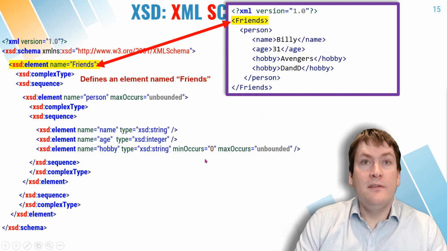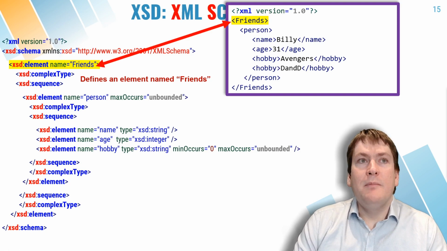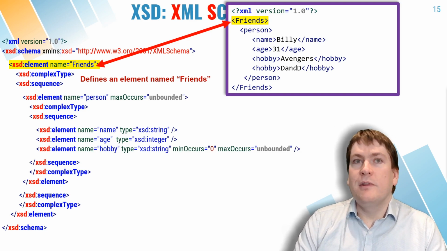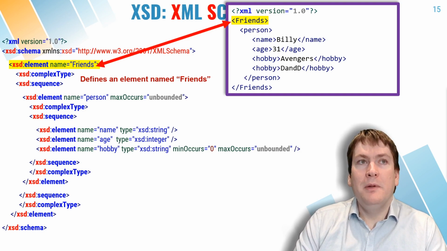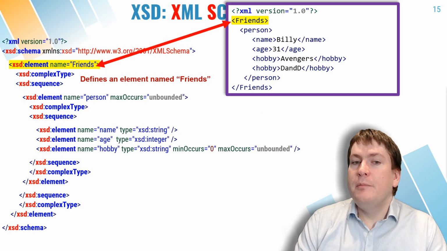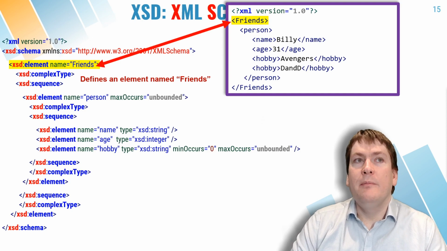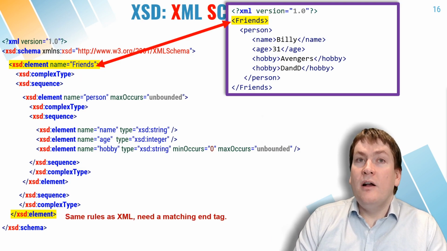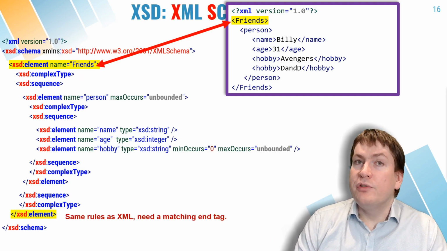Remember, these are case sensitive, so that means that the capitalization has to match. So if we called this friends with the lowercase f, it would have to be friends with the lowercase f in the XML document. Whenever we have an element in our XML document, we should have a matching element in our schema that says element, the name, and that element's name. Also, like I was mentioning before, the same rules apply, so we have to have a closing element.